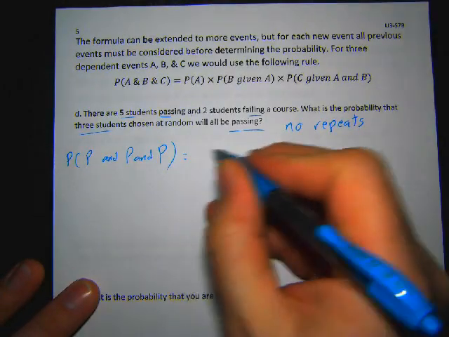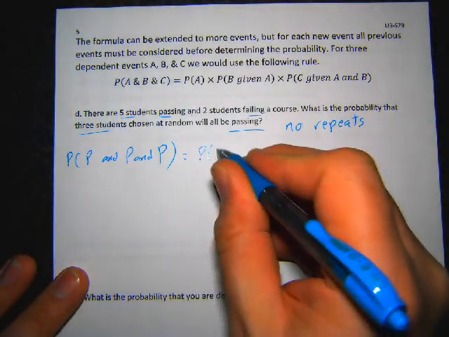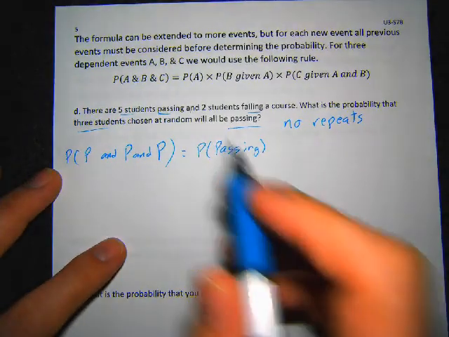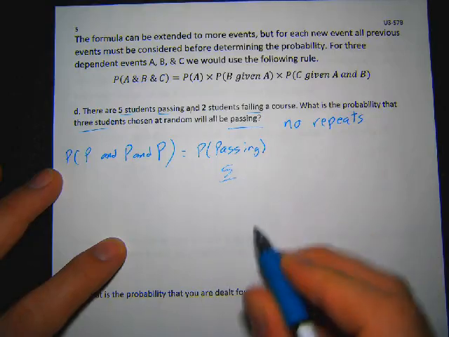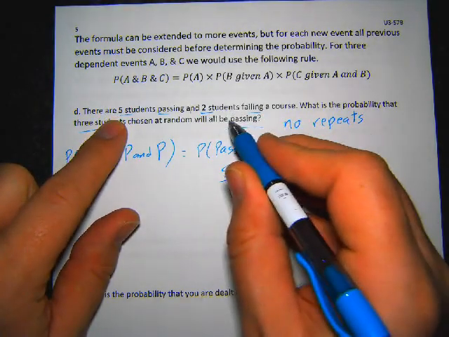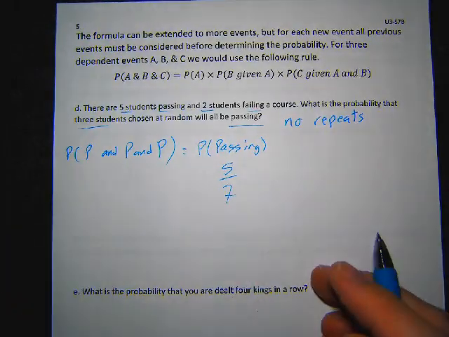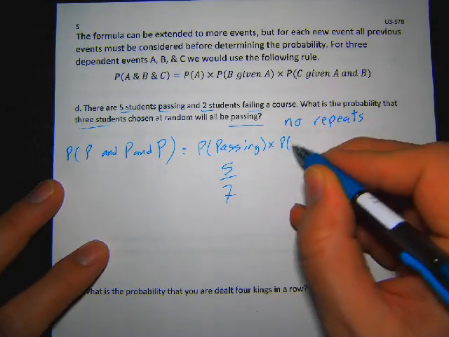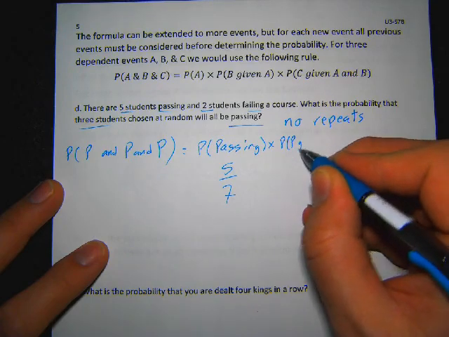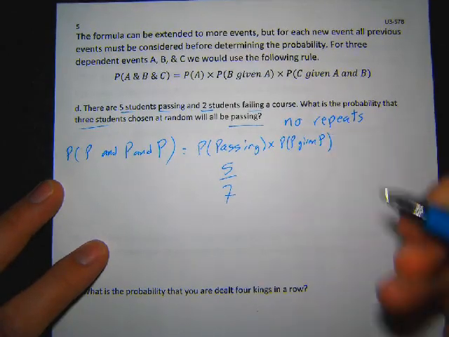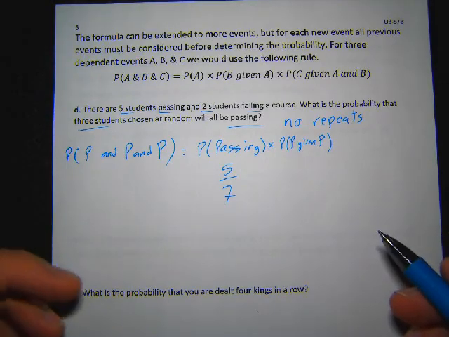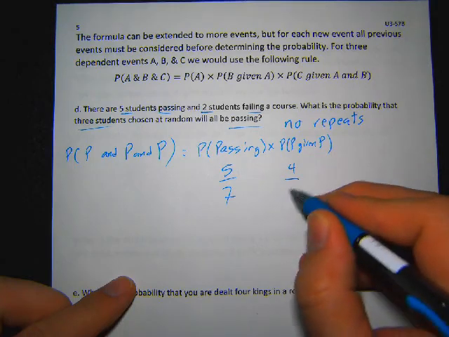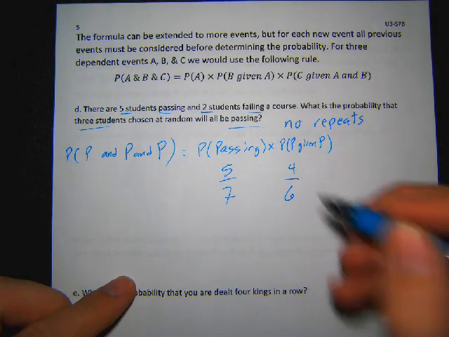So then I would say, okay, first one, probability of passing. So thinking of this group, what's the chance I pull someone that's passing? Well, there's 5 students passing out of 7 students total, right? 5 passing, 2 failing, so there's 7 students total. For the first chance, I have 5 out of 7. Then I'm going to multiply that by the chance of getting someone passing, given I already picked someone passing. So I already picked one of the passing students. So now there's only 4 passing students left, because I already picked one of those 5, and there's only 6 students left. So I changed the probability a little bit.